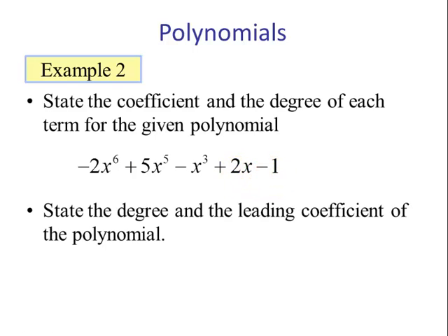State the degree and the leading coefficient of the polynomial. Well, the degree is the highest, so that would be degree 6. We would call this a 6th degree polynomial, and the leading coefficient would be negative 2.